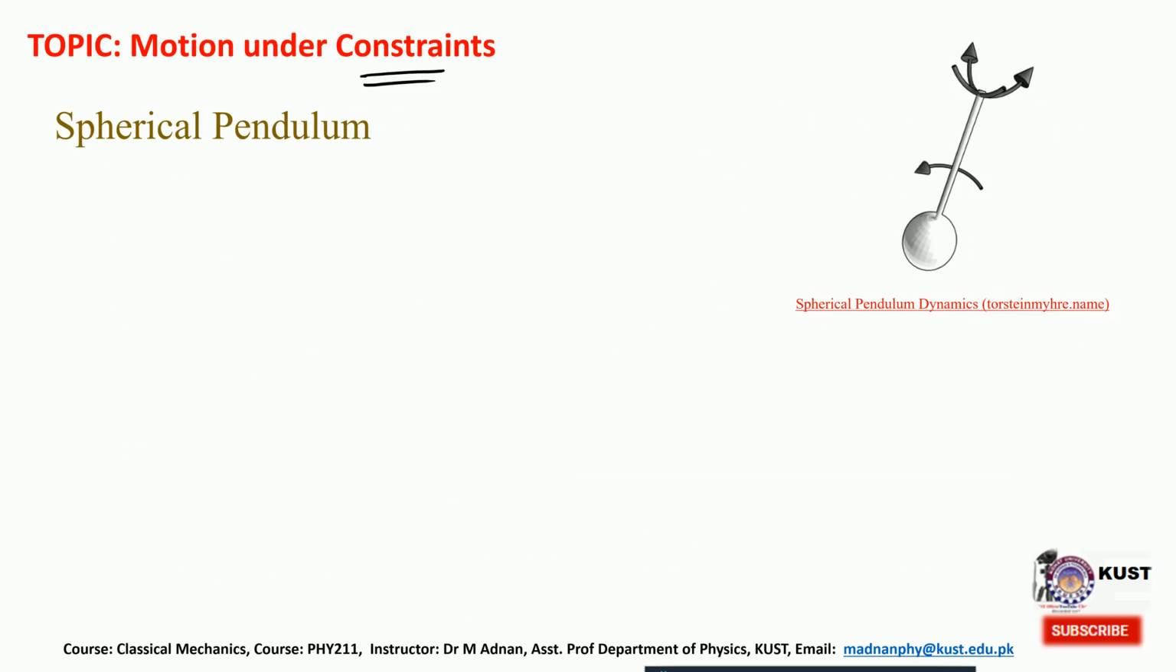Now we need to see another example, that is a spherical pendulum, where we have a mass which is connected to a rigid rod of length L, and that is fixed from this point. So in such a situation, the equation of constraint is x square plus y square plus z square equal to L square.